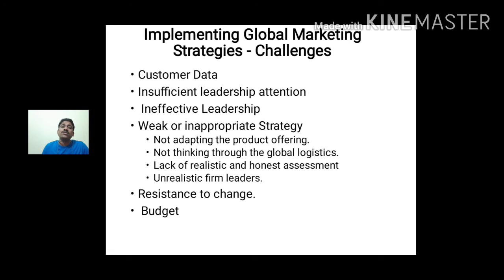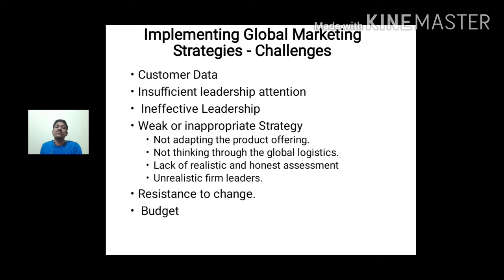to implement the strategy. And another hurdle is ineffective leadership. Earlier I told you about inefficient or insufficient leadership attention. What I am telling you now is inefficient leadership. Even if the leadership is not efficient, it's not about their attention, but actually they are not even efficient. That means they cannot formulate the strategies effectively, they cannot implement the strategies effectively also.